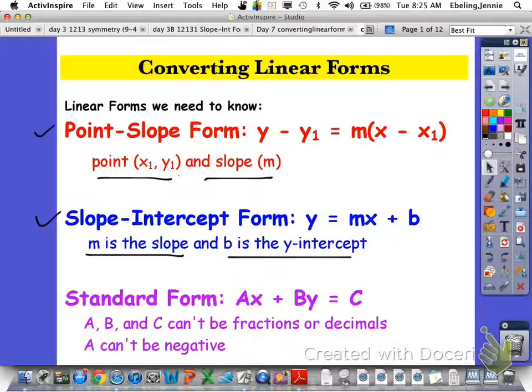Now the new form that we're going to be looking at today is called standard form. It is ax plus by equals c, where a, b, and c are capital letters, x and y are our variables, and then we have some requirements for a, b, and c. A, b, and c are just integers, just numbers sitting there. So here are the requirements. A, b, and c can't be fractions or decimals, and a, this leading coefficient, cannot be negative.